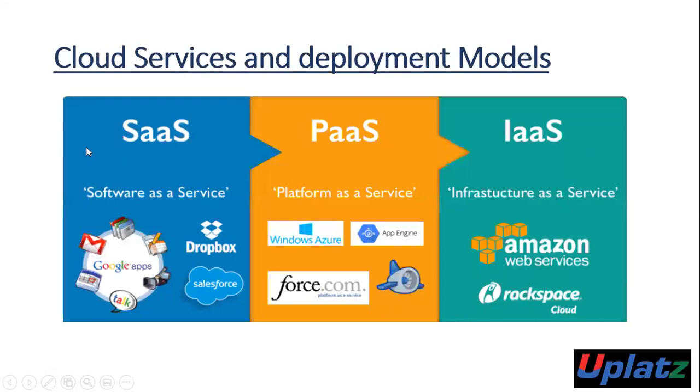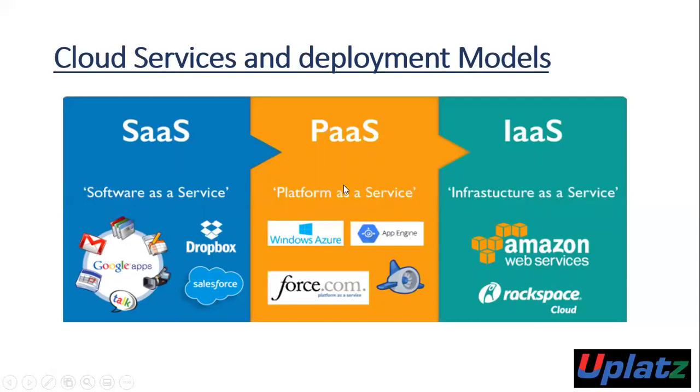Cloud services and deployment models. SaaS-based services, or software as a service, PaaS-based services, or platform as a service, and then IaaS-based services, infrastructure as a service. Software as a service are those services where you have software as a service. You need not customize your software as per your requirement. Each and everything is managed by the provider and you just need internet to use that service. For example, Gmail and Salesforce are examples.